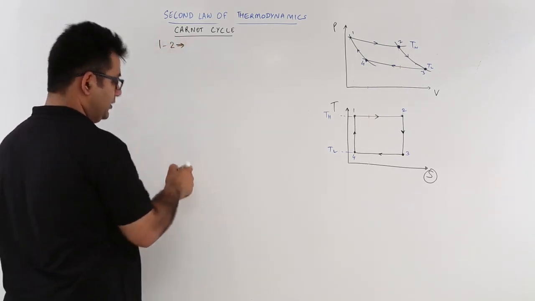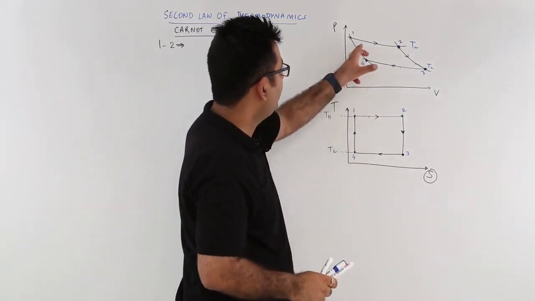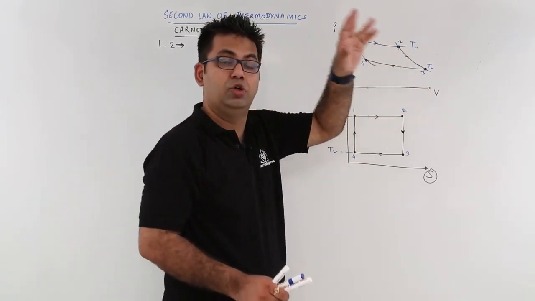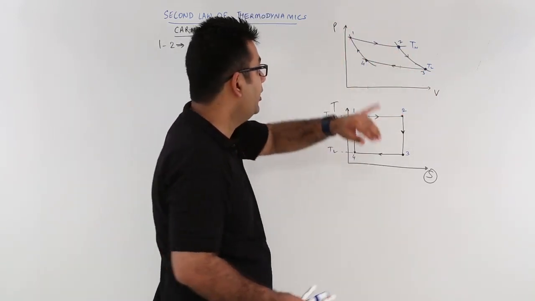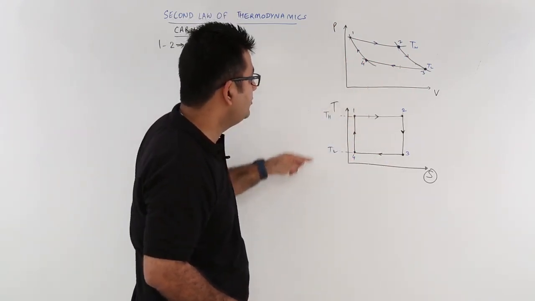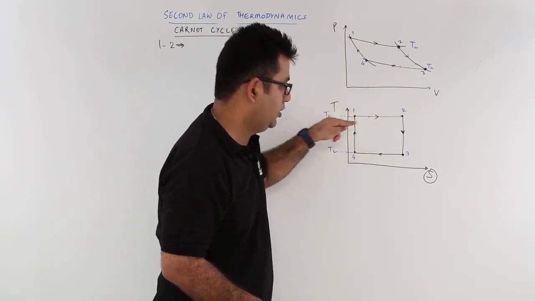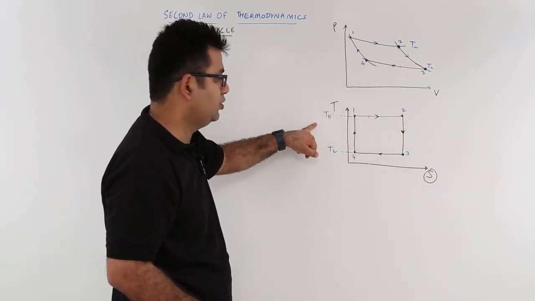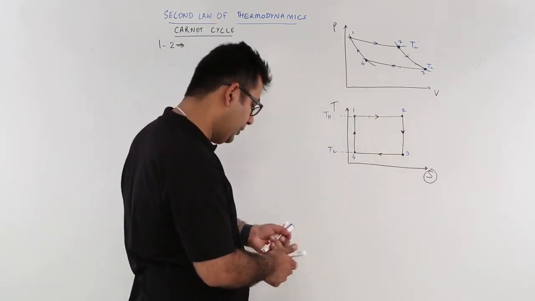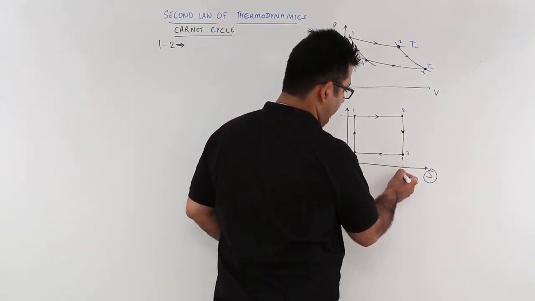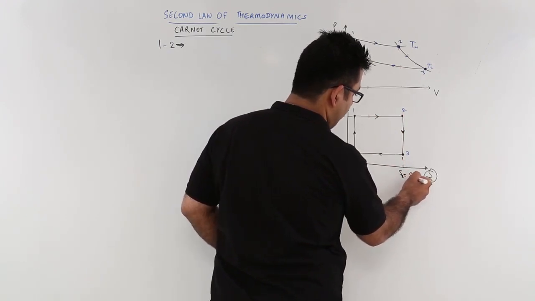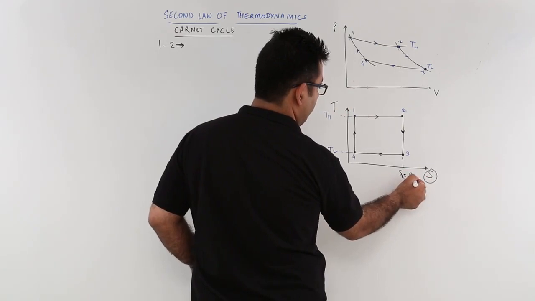If you look at 1 to 2 and compare it with 2, 3, the slope of 2, 3 is higher as compared to 1, 2. So 2, 3 is an adiabatic process and 1, 2 is isothermal. If you correlate this with the TS plot, 1, 2 is a horizontal line which shows it is at a constant temperature, and 2, 3 is a vertical line which means it is at a constant entropy. So this is an isentropic process. S2 is equal to S3.